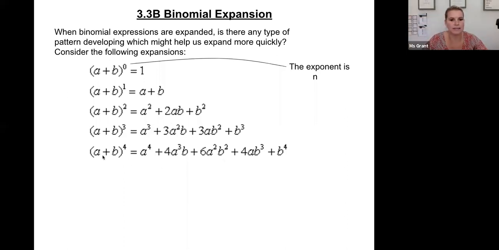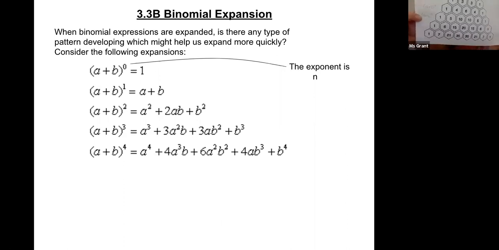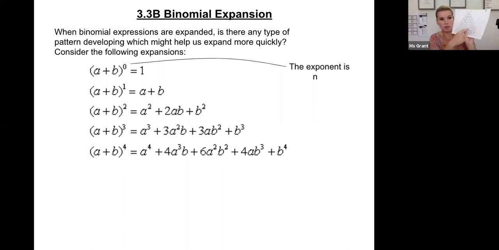The fourth row does the same thing. 1, 4, 6, 4, 1. A plus b to the fourth. 1, 4, 6, 4, 1. Right? Fifth row, and so on. So these numbers from Pascal's triangle are directly related to us trying to multiply a binomial.